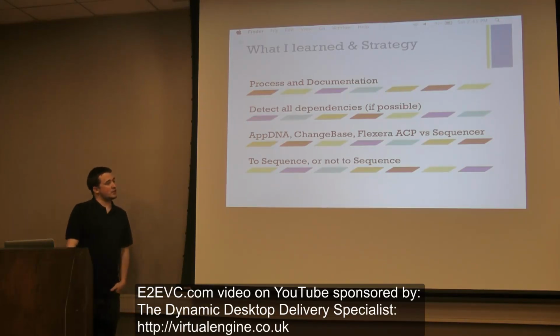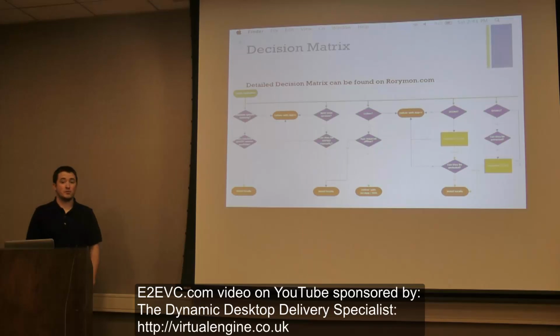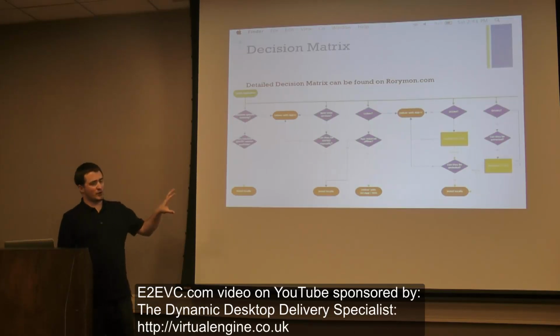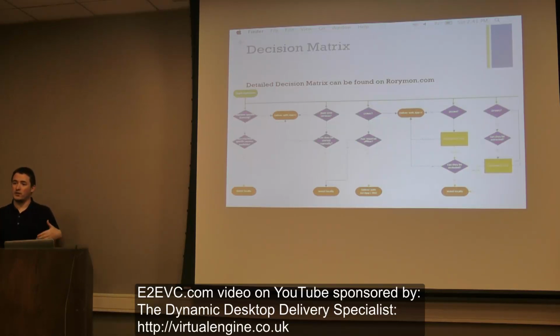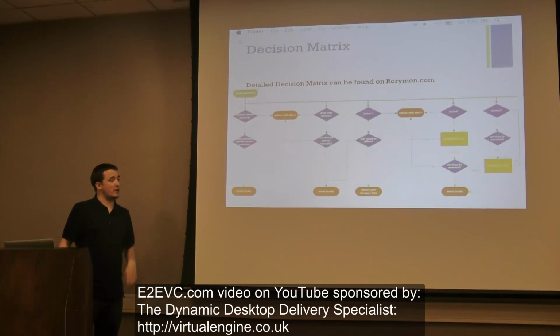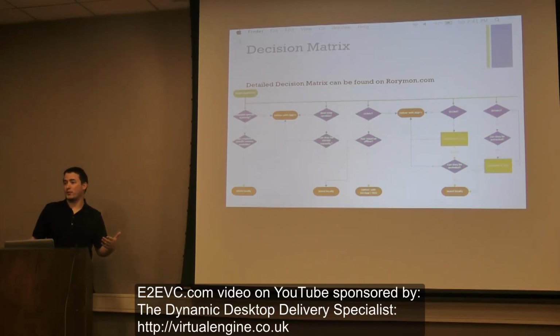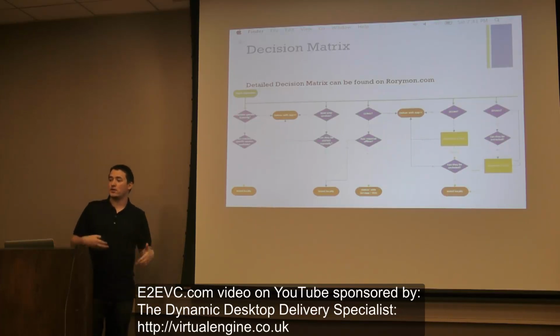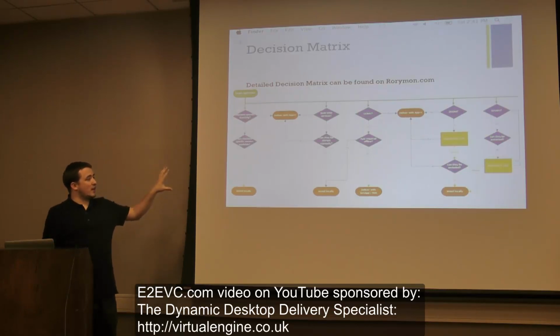Finally on this slide, to sequence or not to sequence, that kind of brings me on to my decision matrix. This isn't the full decision matrix. I don't really want to go through all of it here. I just want to show it to you as an example, and you can go to my website and download the image. Basically, you've got your reporting from the sequencer, but what do you do now? It doesn't give you a whole wealth of information about what the issue is and how to go on from there. So I've basically done this up as a decision tree based on what's in the application.